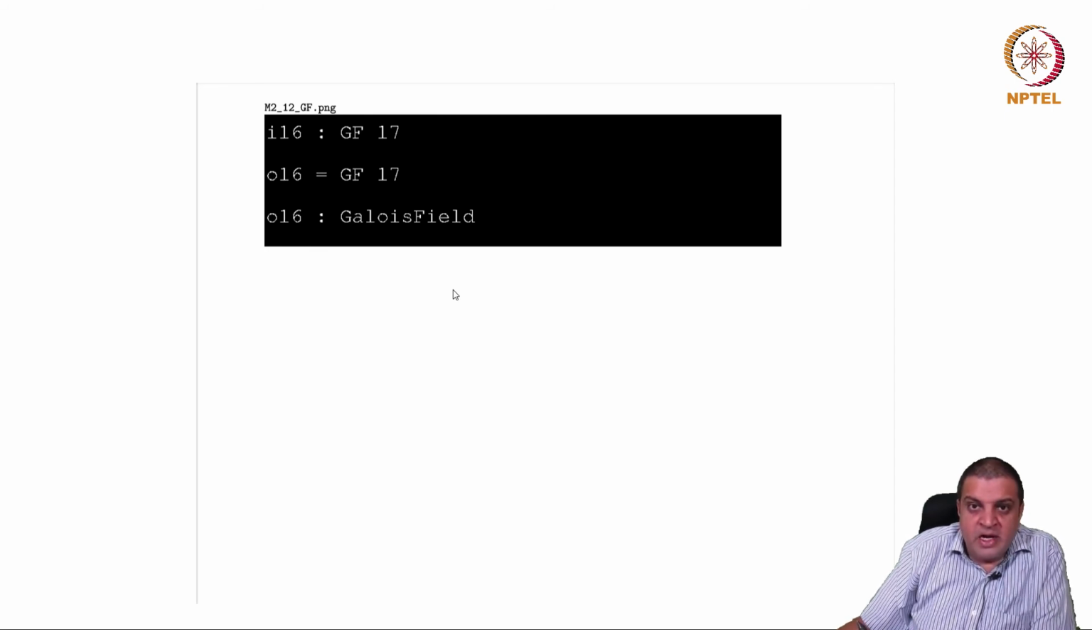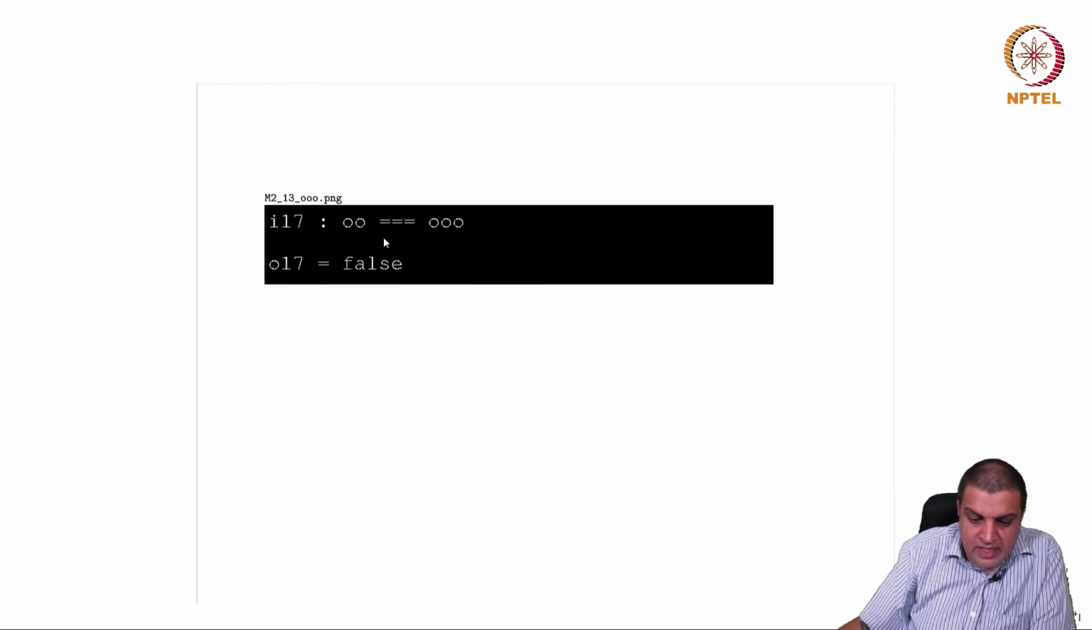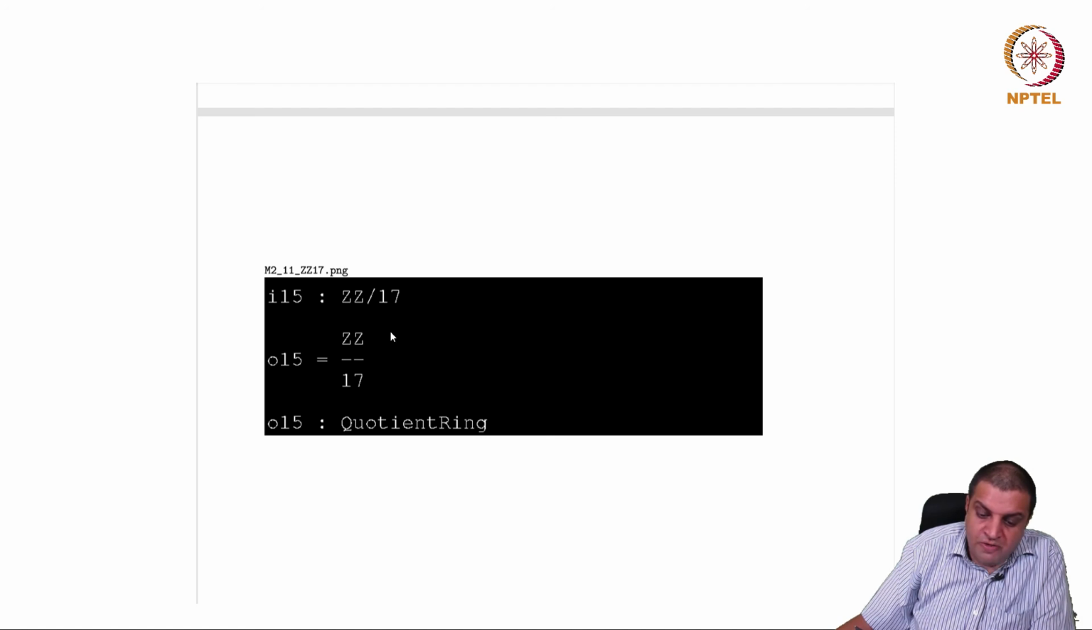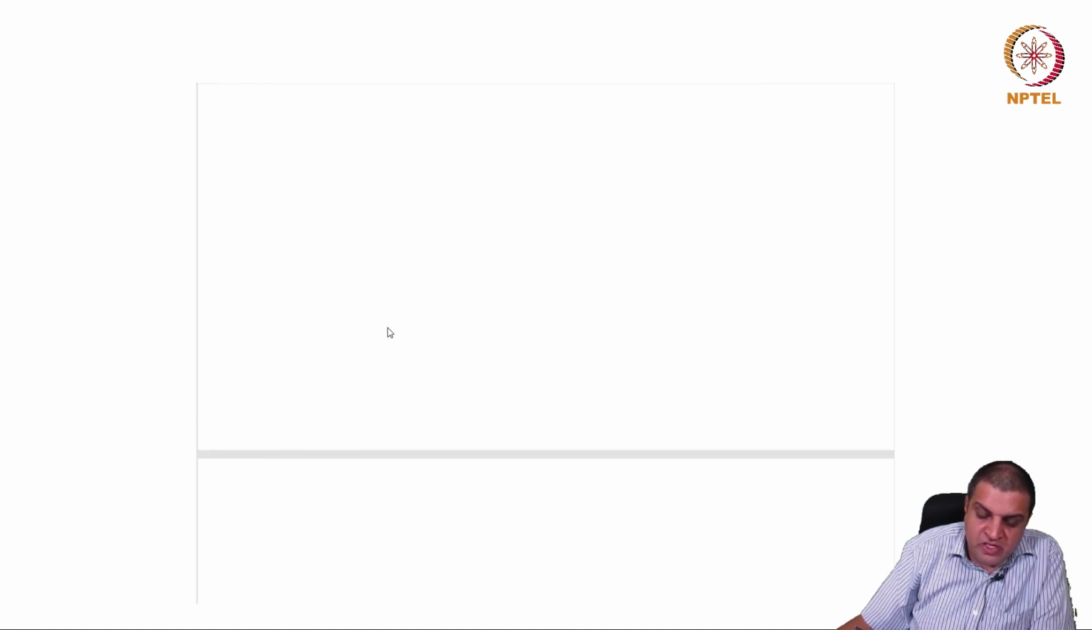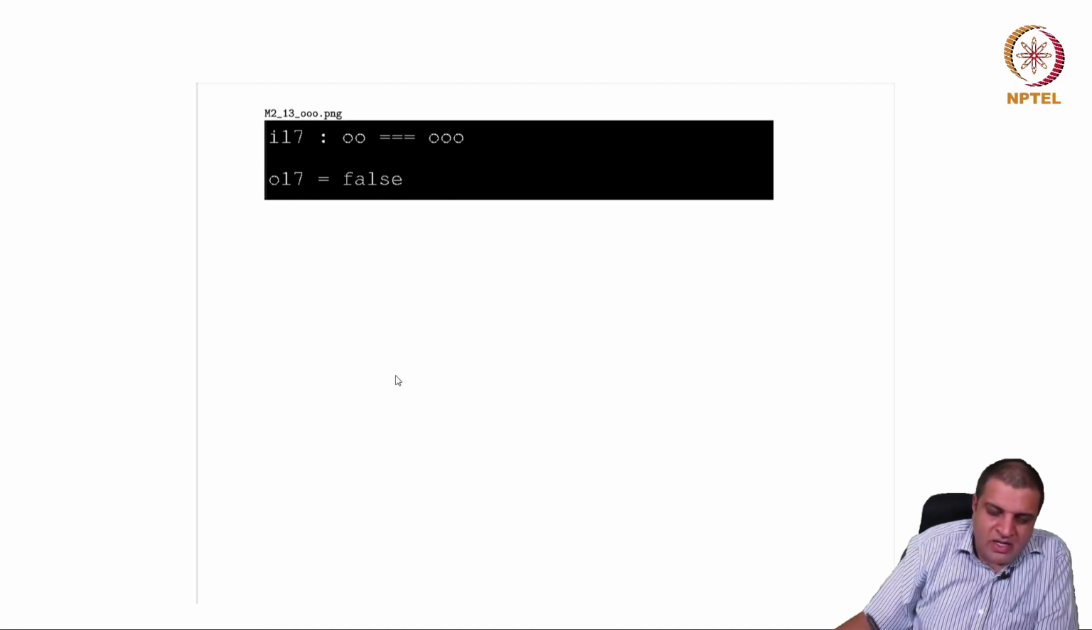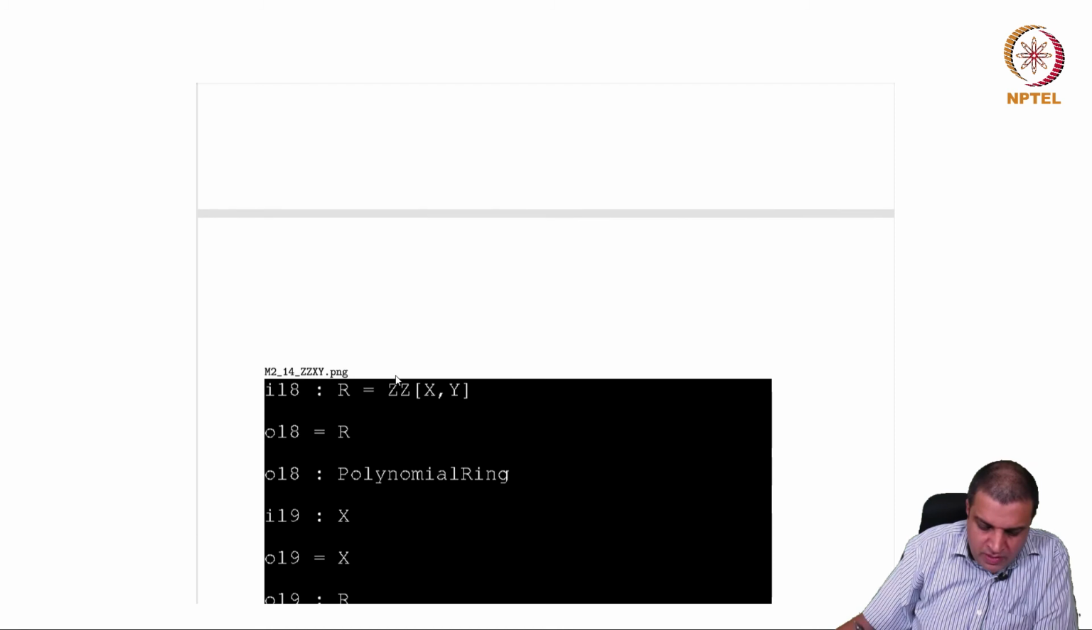Now this is where the idea of class comes in. We ask, OO, with 3 equals OOO. Well, what does this mean? OO means previous output. OOO means the output before that. So on line 17, OO denotes O16, and OOO denotes O15, and so it's asking whether GF 17 and ZZ mod 17 are the same, and it says it's false. That's because one is a quotient ring, the other one is a Galois field. Okay. So one has to worry a little bit about these things when you write code.